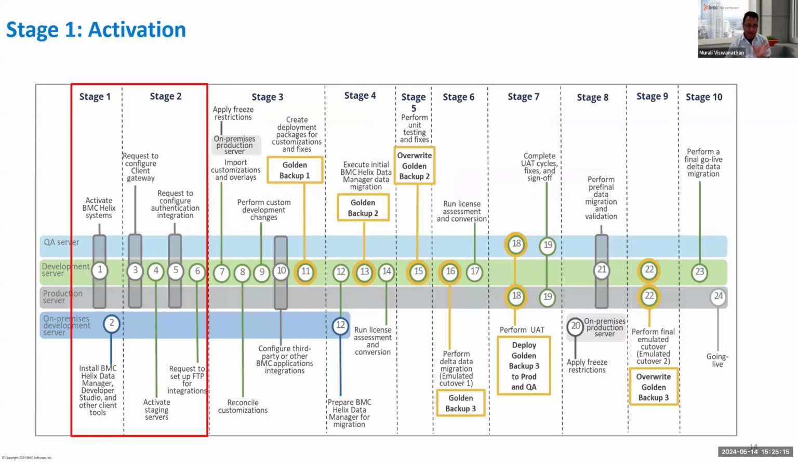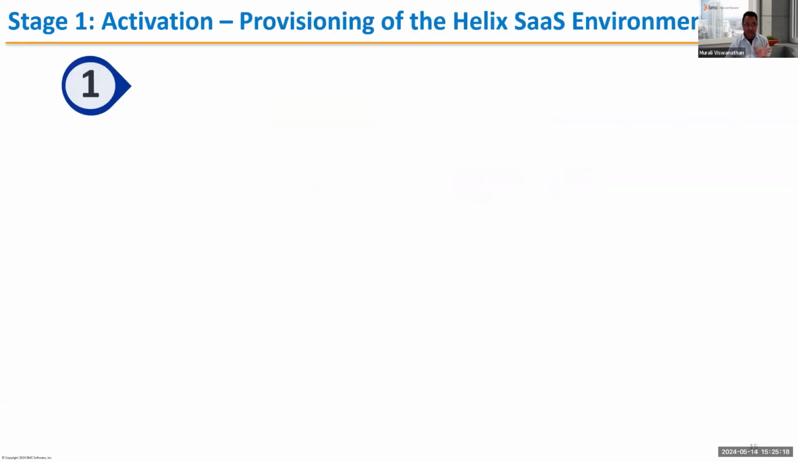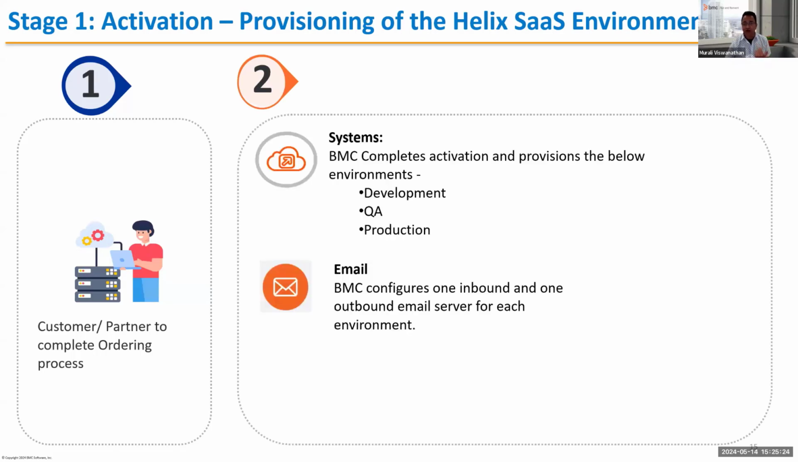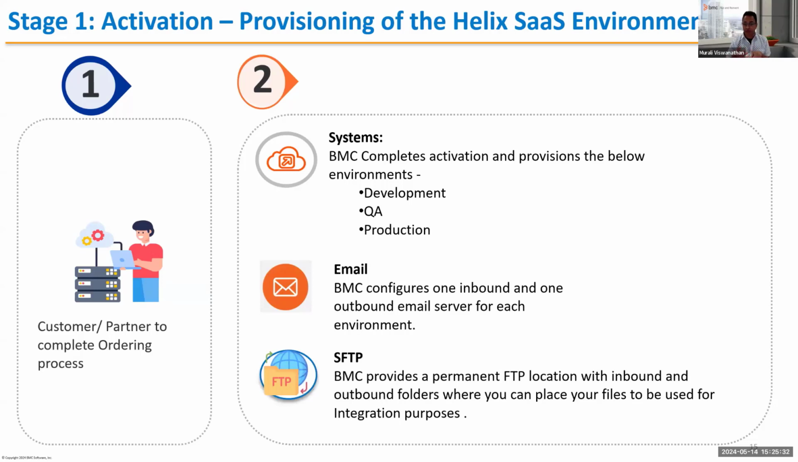So stage one, activation. Stage 1 and 2 combined is what I'm going to cover. So the activation process: you complete the ordering process, right? Once you complete the ordering process, as I said, anywhere between 10 and 20 days, you'll be given a system. You'll be given 3 environments: dev, QA, and prod. You'll also get email configured for you, one inbound, one outbound, and you'll have a permanent FTP location. Again, this is primarily given to you if you want to have any integrations where you want to bring in files and maybe trigger an EI job or things like that. So that's the main purpose. It will be permanent for you, so you can have inbound and outbound folders where you can keep your files.